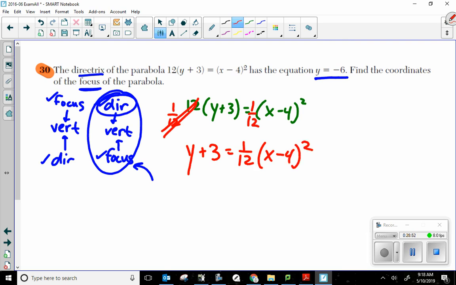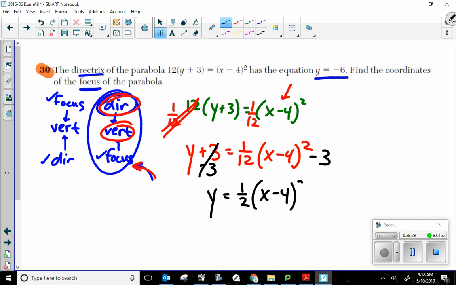Resist the urge to FOIL this out and expand it and multiply the 1/12. Resist that urge, because you should know that there is a vertex form of a parabola that looks different than expanding it out and having x squared plus x plus a number. And that vertex form gives you the vertex, and that's what I need. If I have my directrix and vertex, I can easily find my focus. So back to our problem. Last step to solve for y. So right now I have y equals 1/12 x minus 4 squared minus 3.